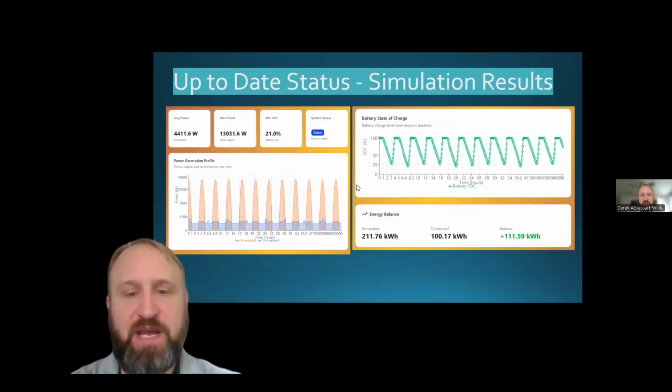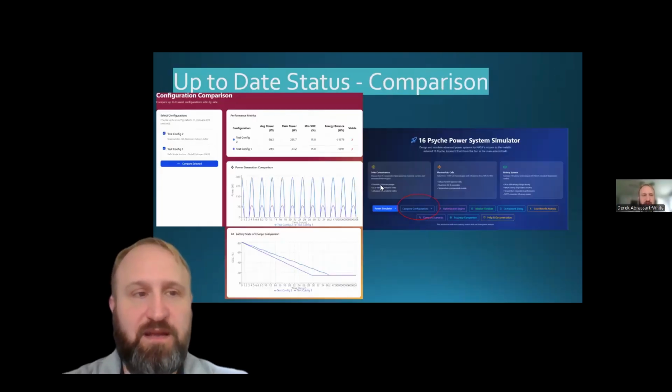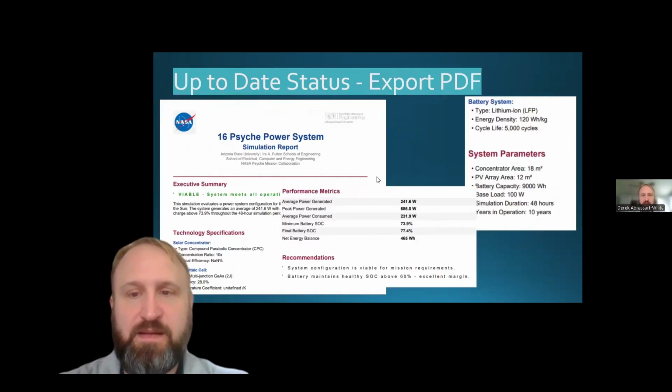Here we can see some of the basic information that's given when we run a simulation. And here we can see where we can compare them. This is the PDF that is output for the main system.